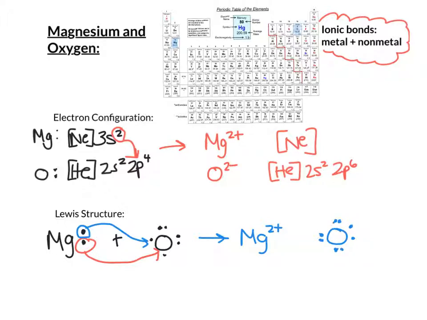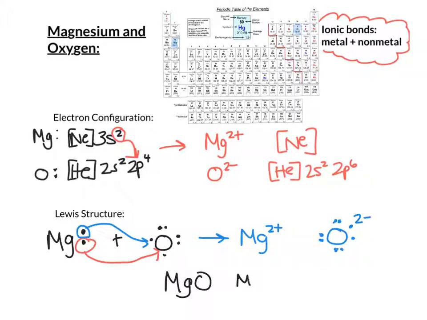All right, so now this oxygen, it gained 2 electrons, right? These 2 electrons coming from magnesium, oxygen gained them. So oxygen has a 2- charge. Now what we see is, in both instances, in the electron configuration here and the Lewis structure, we're showing the same thing in 2 different ways. We have one oxygen bonding with one magnesium bonding with one oxygen.